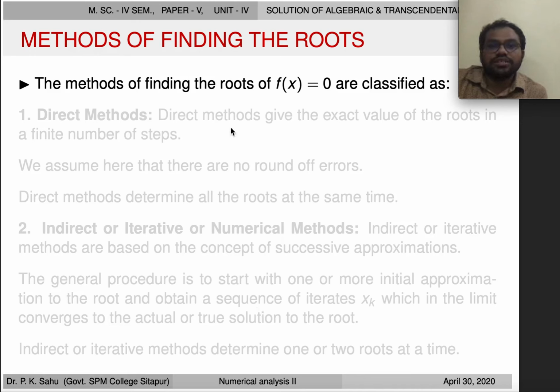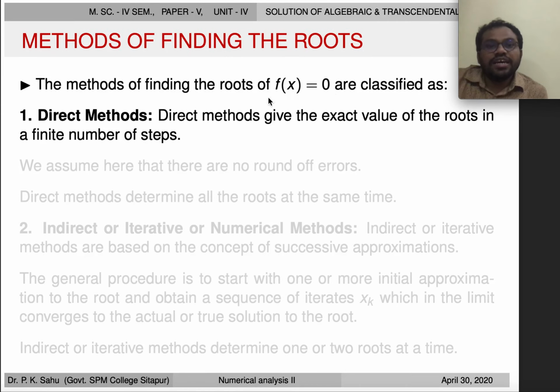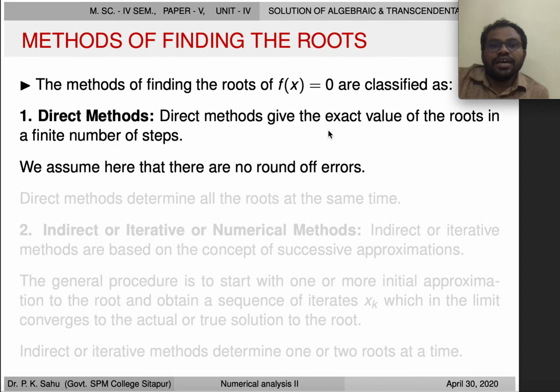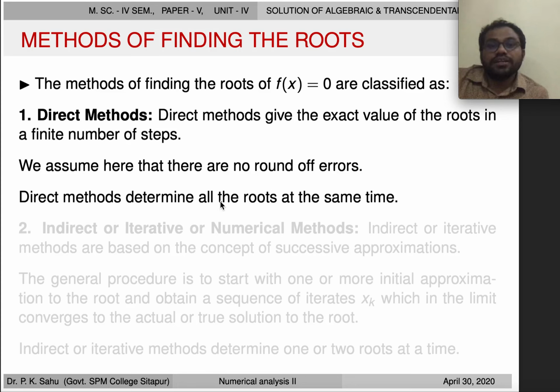Now, we will discuss the method of finding the roots. There are two types of method available to find the roots of algebraic and transcendental equation which is of the form f(x) equal to 0. First is the direct method. Direct method gives the exact value of the roots in a finite number of steps. Means it gives us exact root, and there are no round off error. An important property of direct method is that it determines all the roots at the same time.